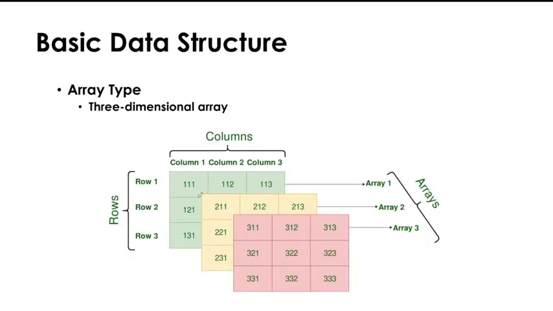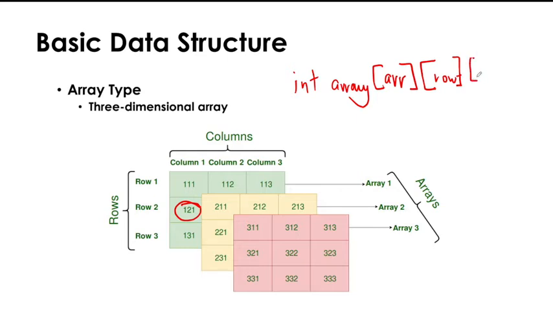So let's say we want to access this specific data 1 to 1. In the program, we write the code as int. Let's assume that this 3D array is called array. First we have, enclosed in a bracket, the array, and then we have the row, and lastly we have the column.